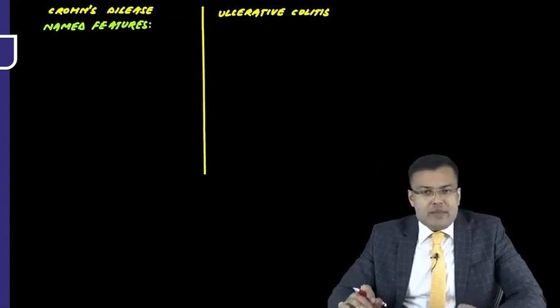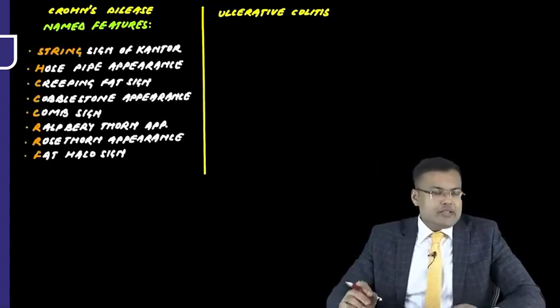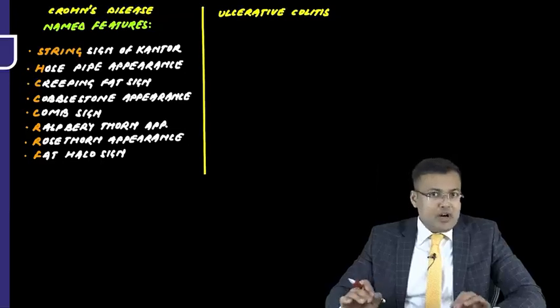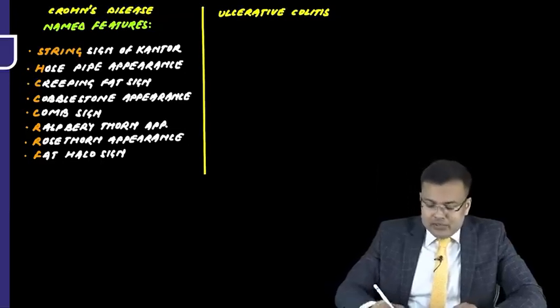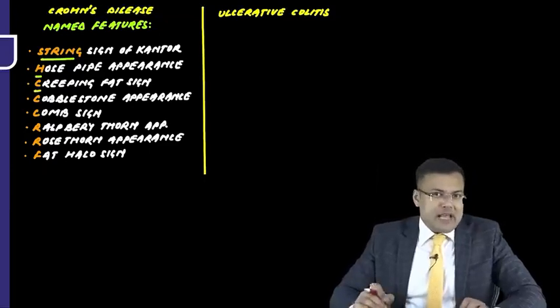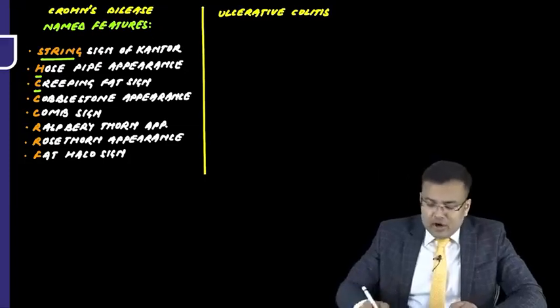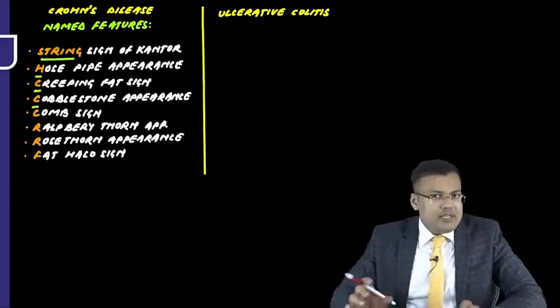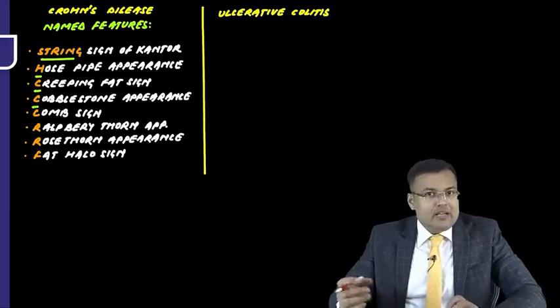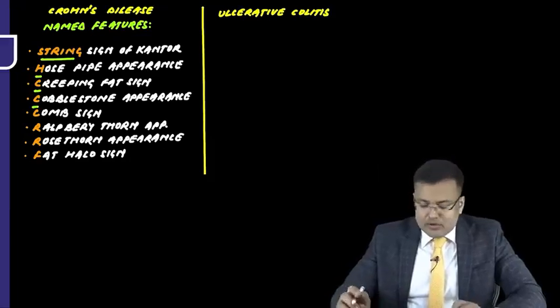So first see the named signs of Crohn's disease. There is string sign of Cantor, because there is long stricture of terminal ileum. There is hose pipe appearance. There is creeping fat sign, which is a characteristic feature of Crohn's disease. Cobblestone appearance, because in between there is normal mucosa and then there are involved areas.